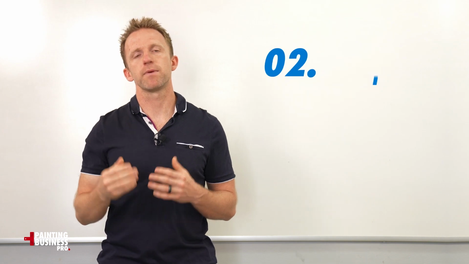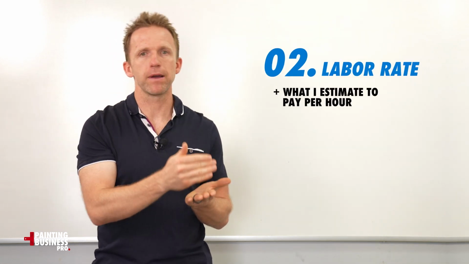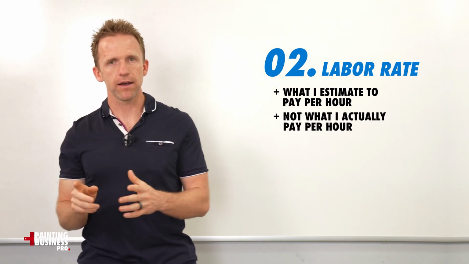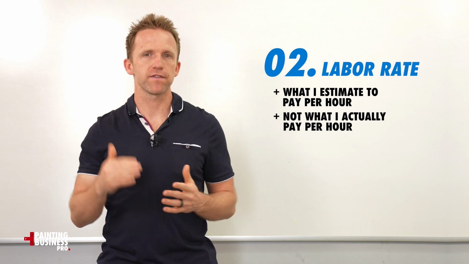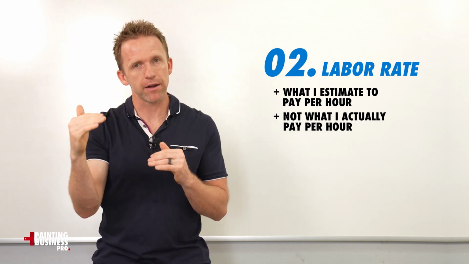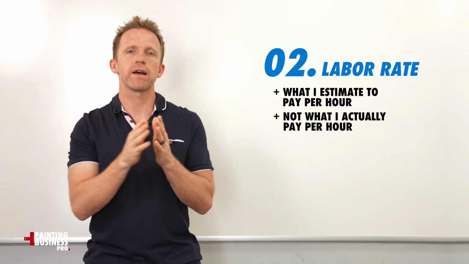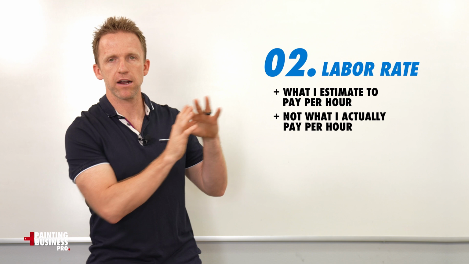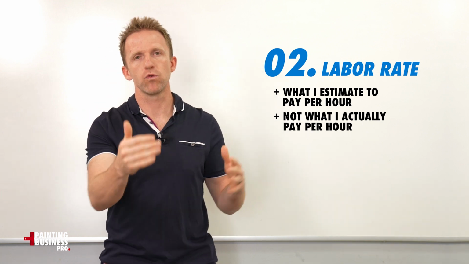Number two is my labor rate. My labor rate is what I estimate to pay per hour. It's not what I actually pay per hour, because everybody paints at a different speed. Good painters are going to paint faster, bad painters are going to paint slower. So my labor rate is the rate I'm estimating, not what I'm actually paying, because some people will paint faster.